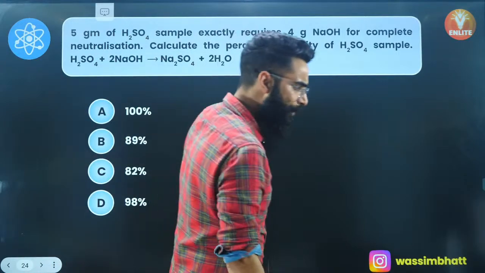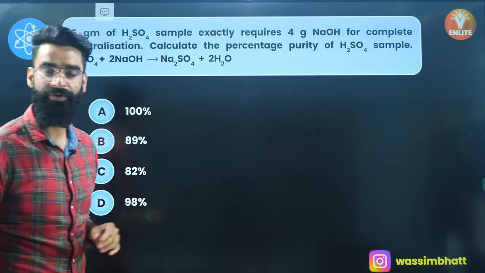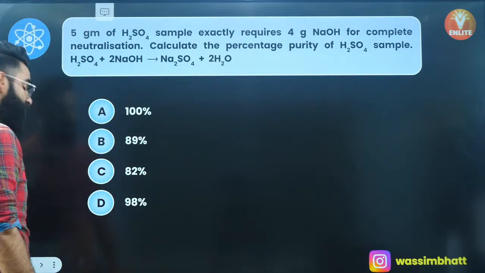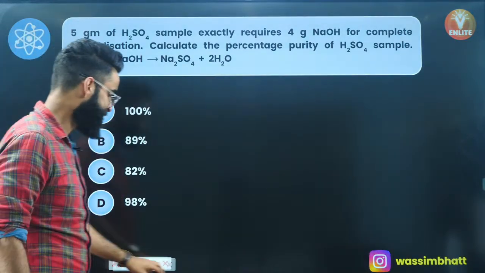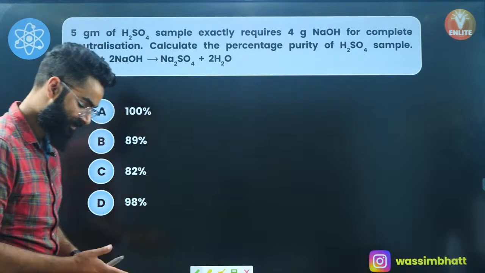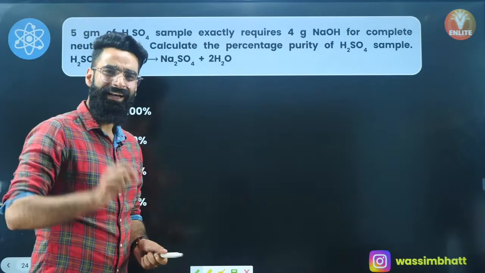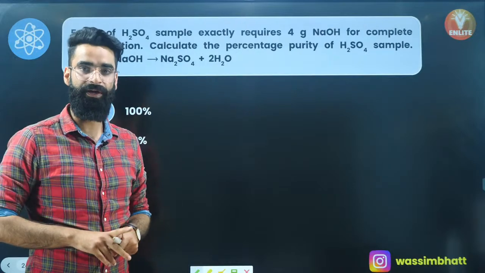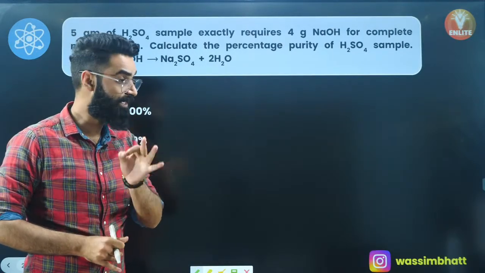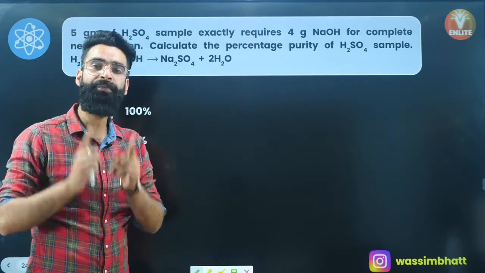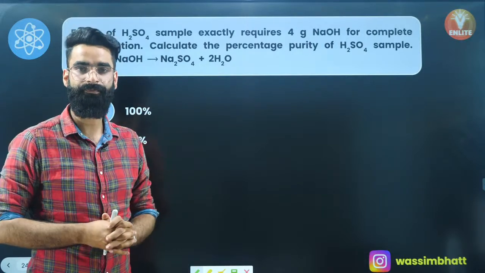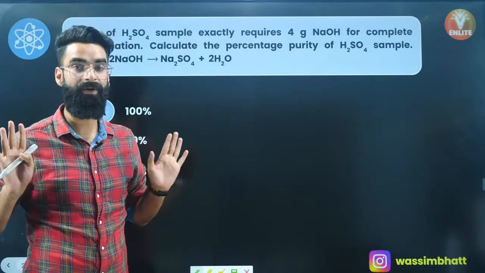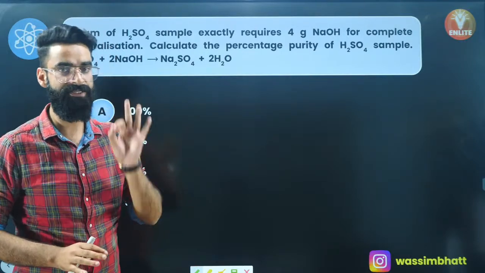Now, people, this is one more different type of question which is based on percentage purity, right? Let's have a look exactly how these sort of questions are to be tackled. First thing, let me tell you one important thing. In a chemical reaction, only a pure substance participates. Impurity does not participate in the chemical reaction. Do remember this, number one.